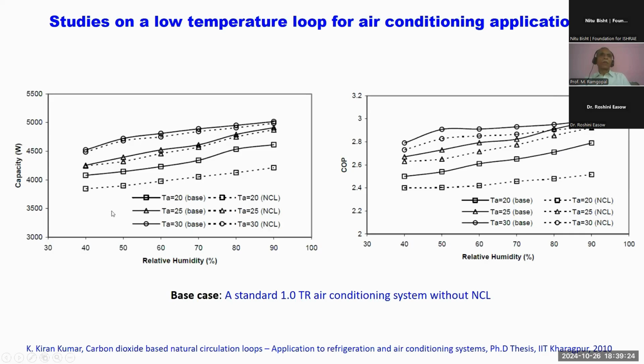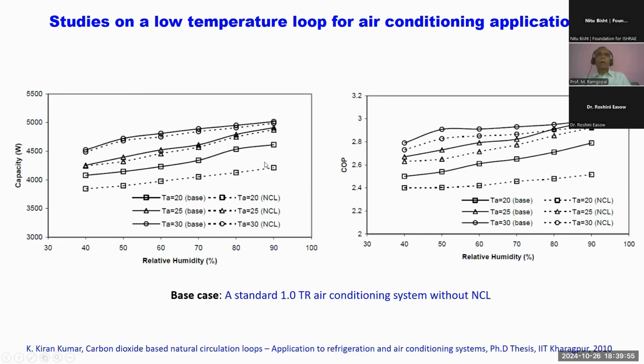So you can see that the moment I introduce a secondary loop in the form of a carbon dioxide loop, there is a small loss in capacity and a small loss in COP. Of course, the capacity loss and COP loss is less than 10%. If you are talking about higher temperatures, the loss is very low. The loss is slightly higher at low temperatures, about 7 to 8%. So this is something we need to take care of.